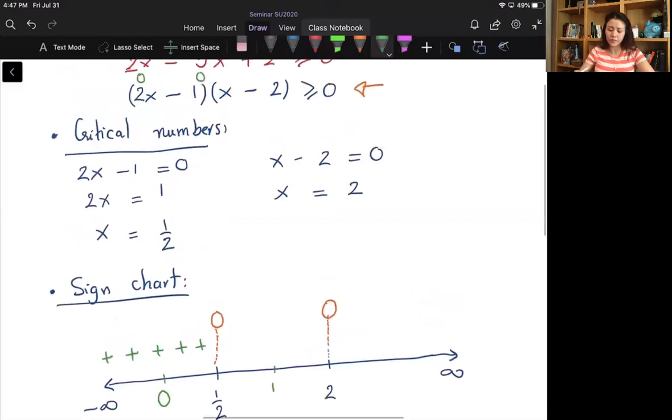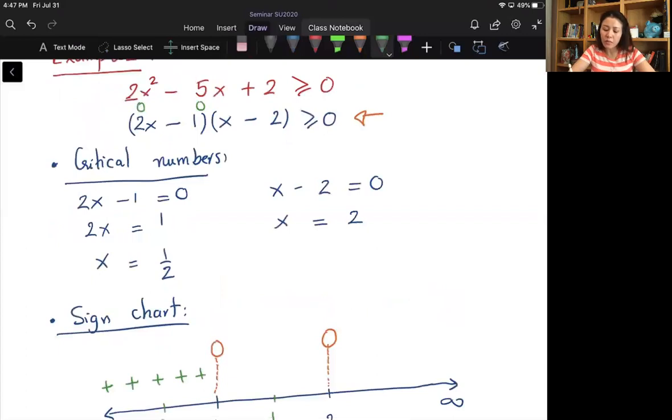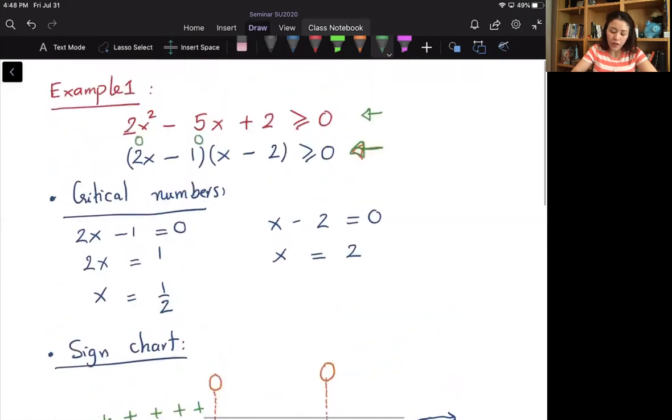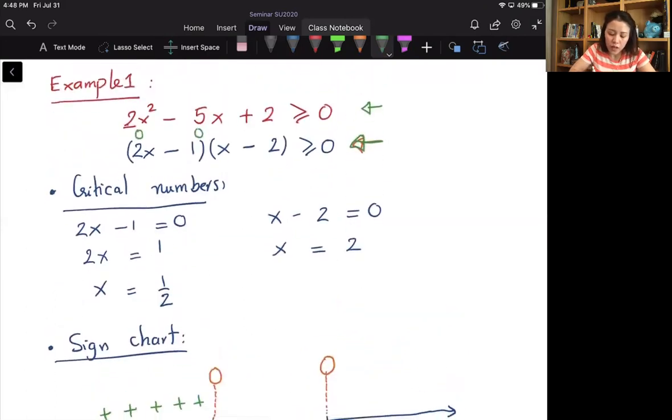Maybe 1. Now, when you pick a number, you can plug it into the original one, or you can plug it into this one. I will plug it into the second inequality. So if I have x equal to 1, 2 times 1 is 2, minus 1 is 1. So I know that's 1, but all I care about is the signs, right? I don't care about the value. All I care about is the sign. So I know that's positive.